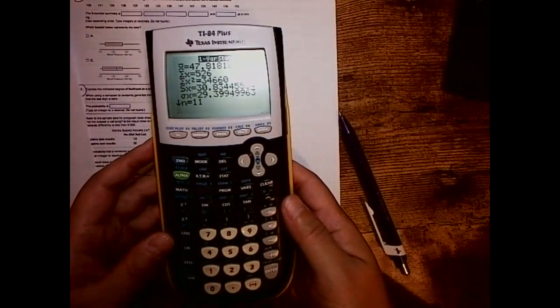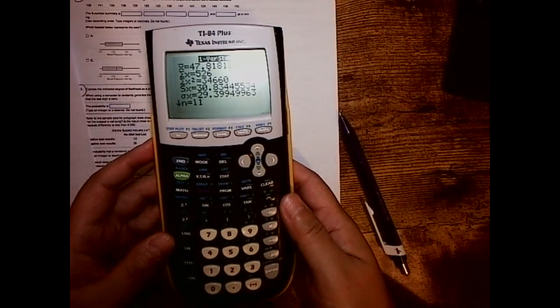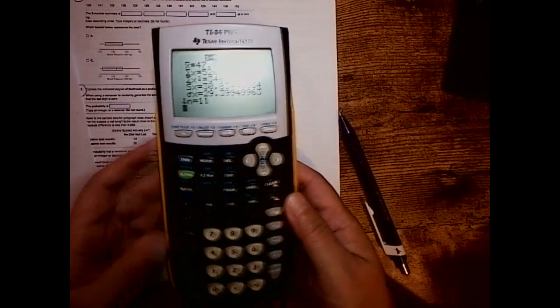All right, what is x-bar here? x-bar is our mean. So part A, let's see how we round it.